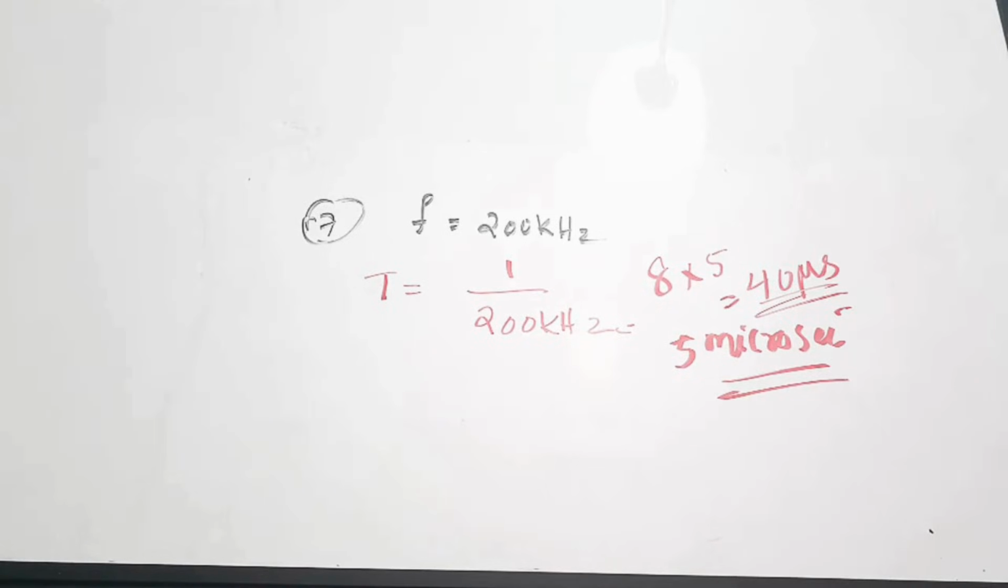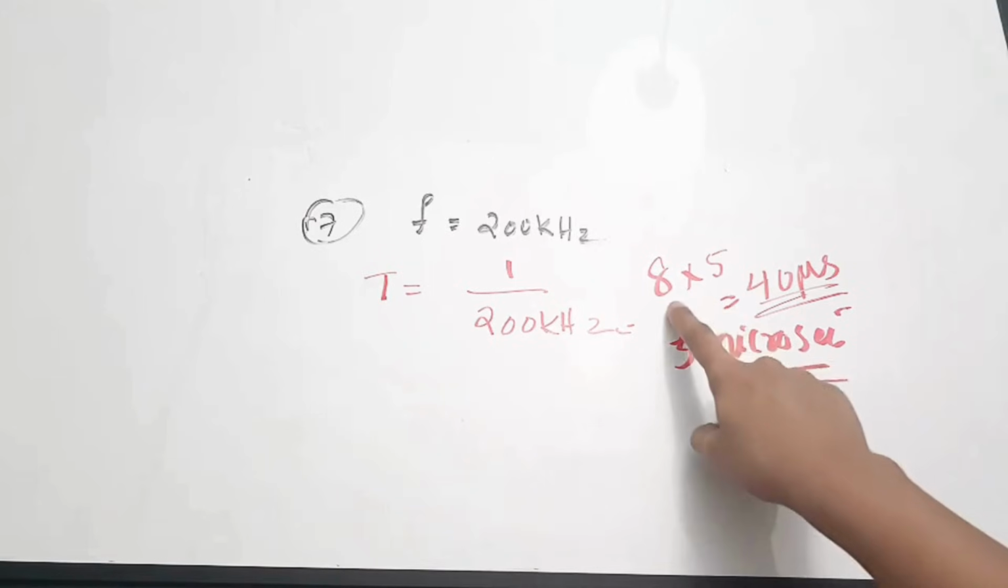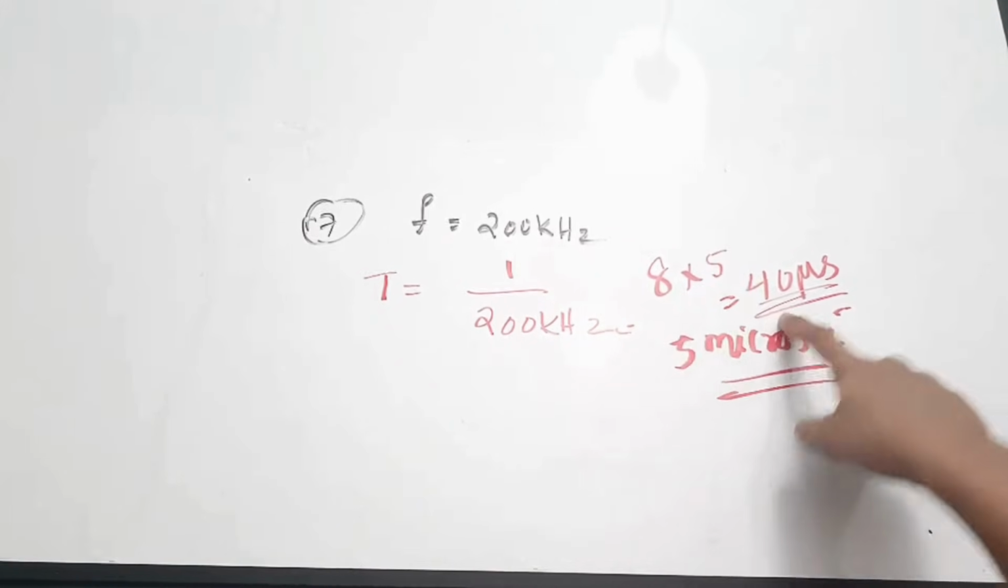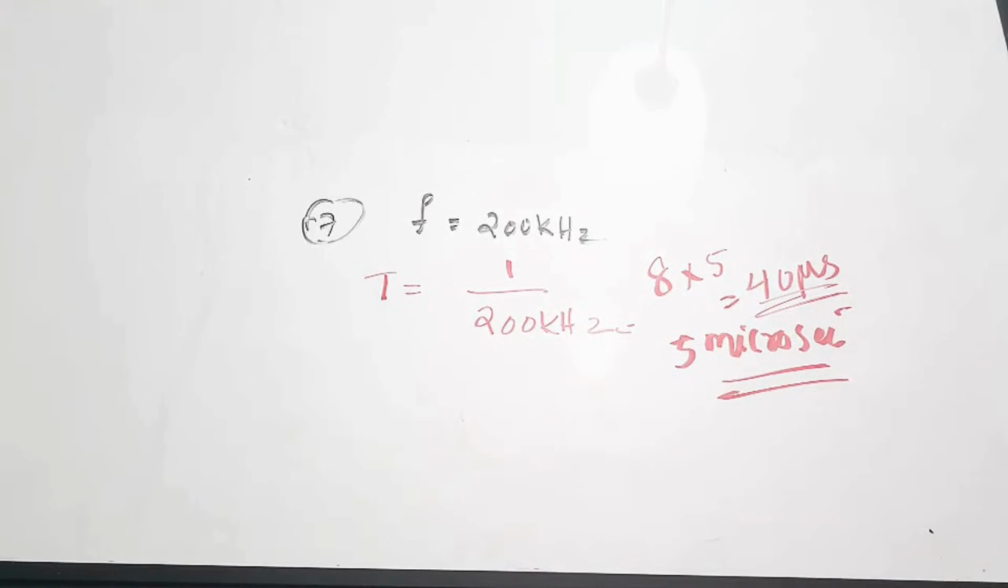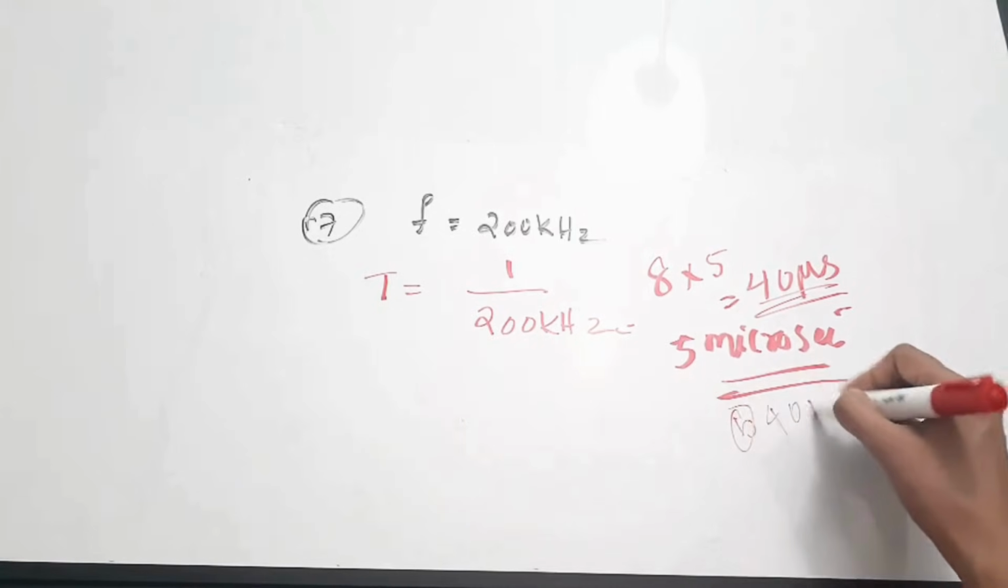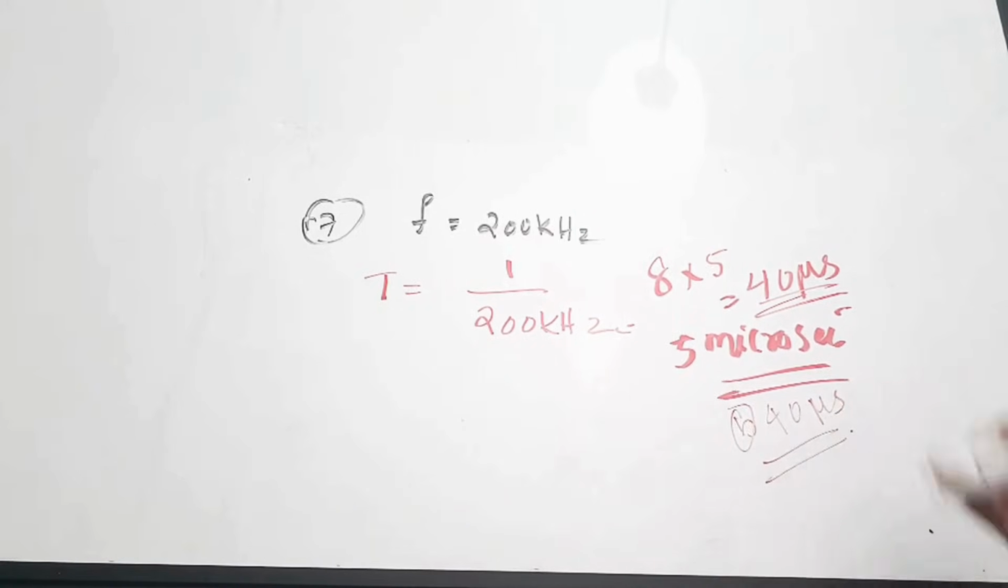I'll read out the question once again. 8 bits can be serially entered, meaning every bit is entering in 1 clock period, 1 clock period for 1 bit. So the total time for 8 bits is 8 into 5, which is 40 microseconds. Correct answer is option B, which is 40 microseconds.